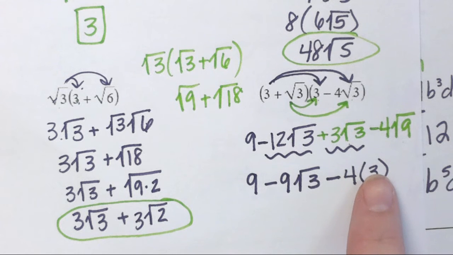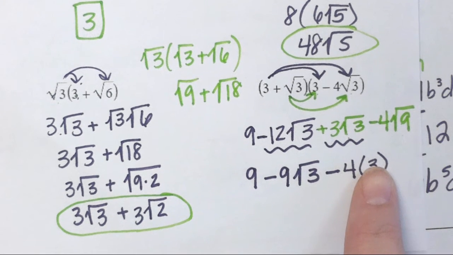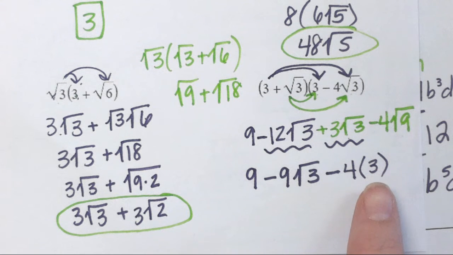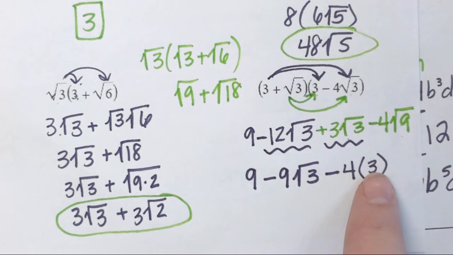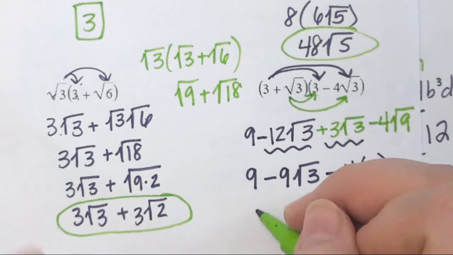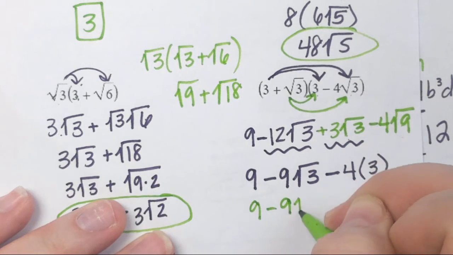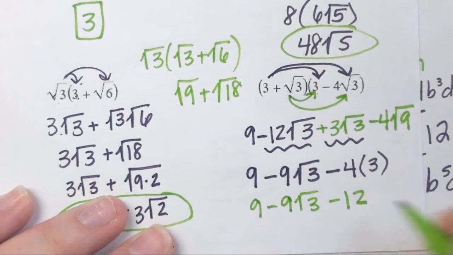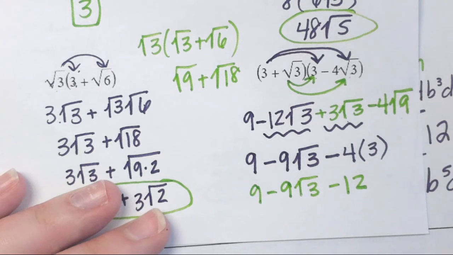There are no foiling ones. Why would he put the radical sign? I knew the square root of 9 is 3. Like, if I ask my calculator square root of 9, I am going to get 3. So on my next line, I'm going to have 9 minus 9 square roots of 3 minus 12, because negative 4 times 3 is negative 12.